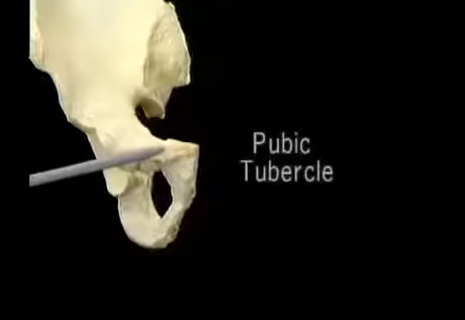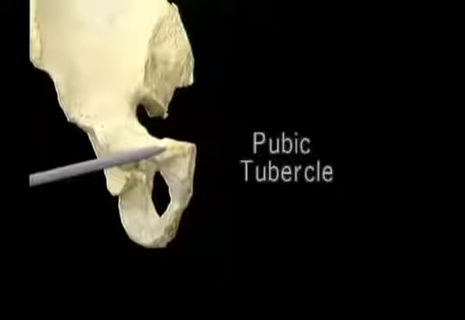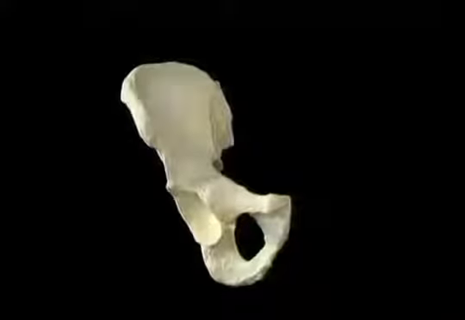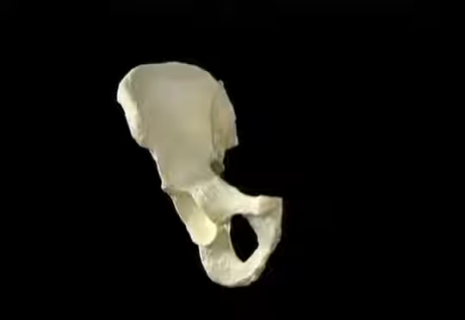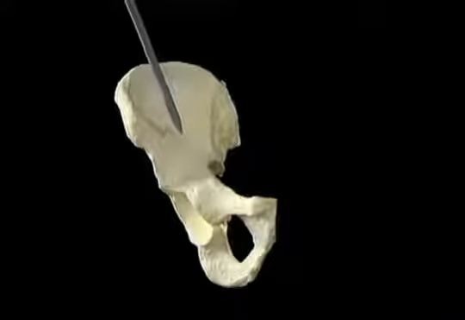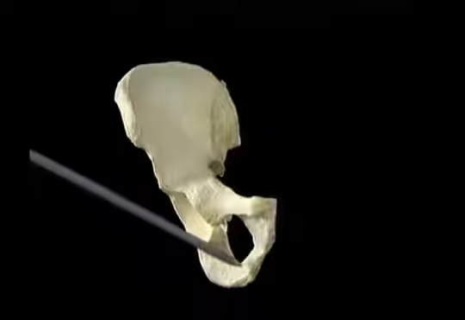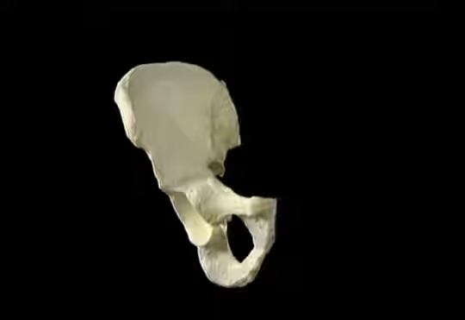This prominence is the pubic tubercle, to which the inguinal ligament is attached. It's helpful to keep in mind that the upper part and the lower part of the hip bone face in different directions, like my hands. So when we look at the hip bone from in front, like this, we see the inner aspect of the ilium and the outer aspect of the pubis and ischium.